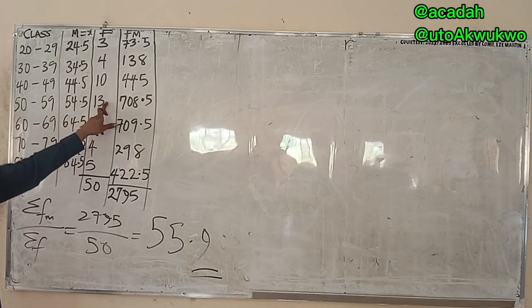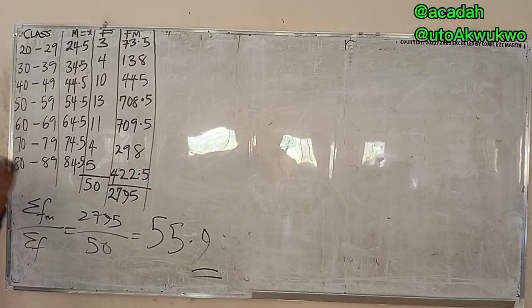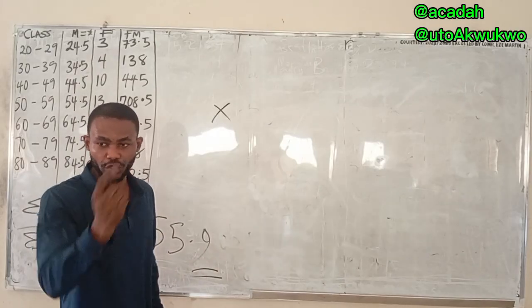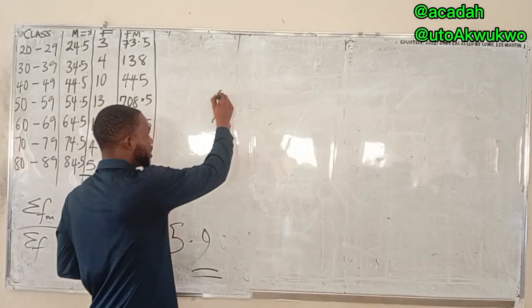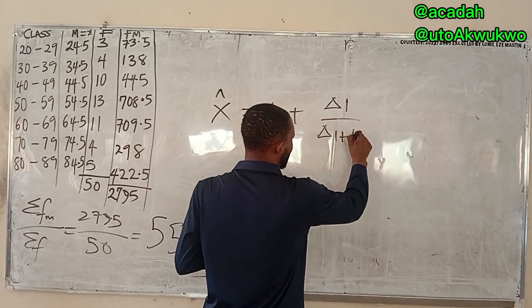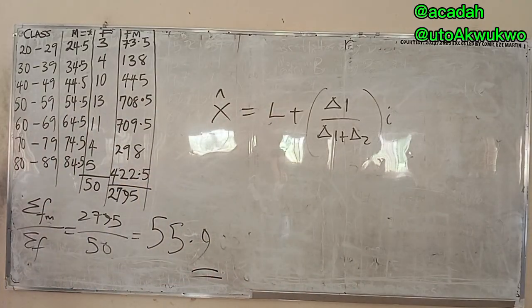So if I say state the class with the highest frequency, or state the modal class, you are just going to say 50 to 59, that's just it. But if they say find the mode of the distribution, you will not do that. Either you use your histogram to find it, or you use this formula: mode equals L plus delta 1 over delta 1 plus delta 2, multiplied by the class interval. Whenever you are using the histogram, it's required that you have your graph.